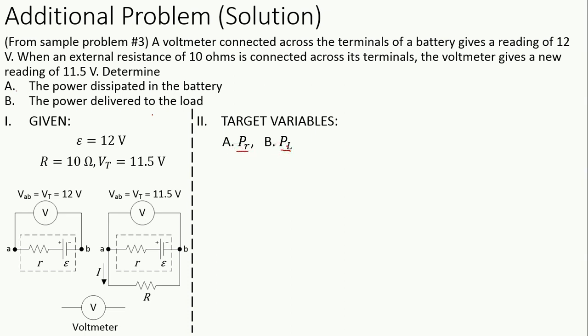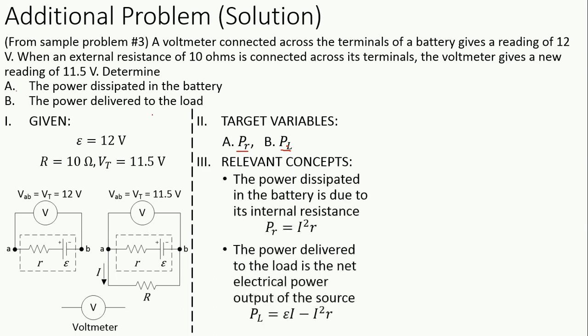Before solving the problem, here is a short discussion about the relevant concepts needed to solve it. The power dissipated in the battery is due to its internal resistance, so it is equal to the current squared multiplied by the internal resistance. The power delivered to the load for letter B is the net electrical power output of the source.